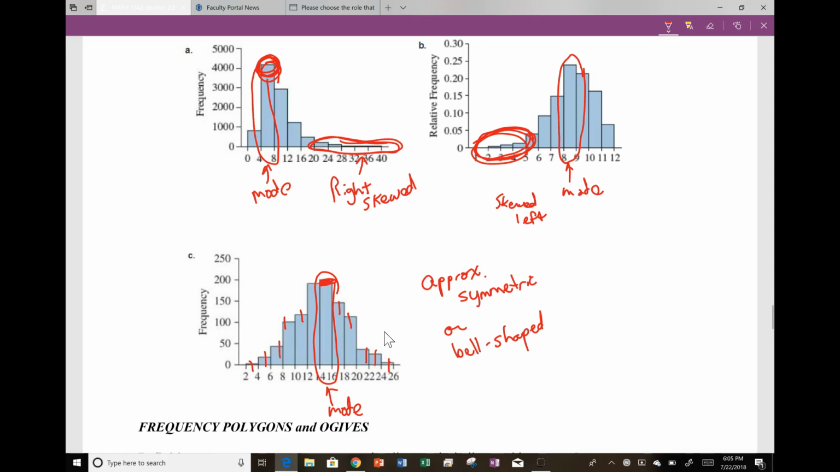So I'd like for you to practice working with the different distributions and seeing if you can identify whether they're right skewed, left skewed, approximately symmetric, bell-shaped, and then let me know if you have any questions.